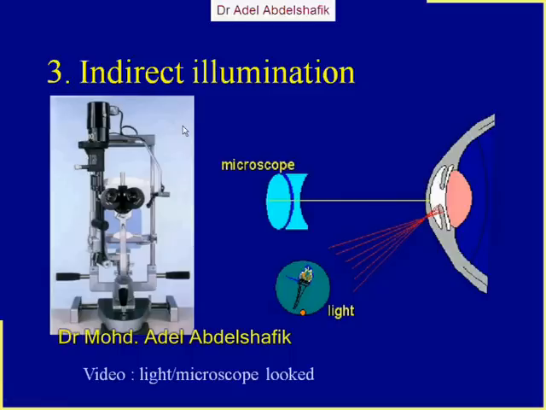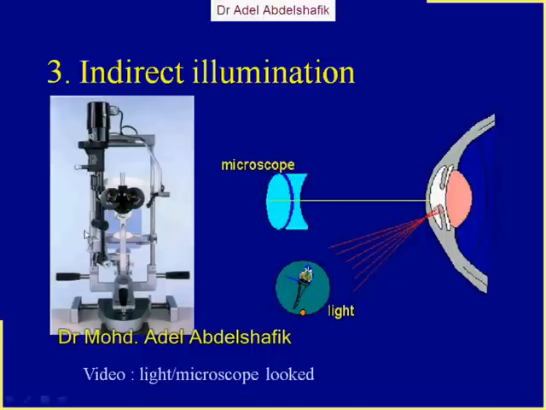Now we started by diffuse illumination, low magnification. Then we narrow the beam and make a section, and we notice different parts in the cornea or the anterior chamber. Then one of the things we can do with the slit lamp is what we call the indirect illumination.